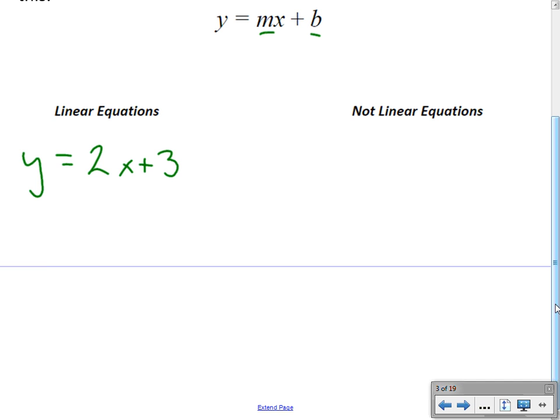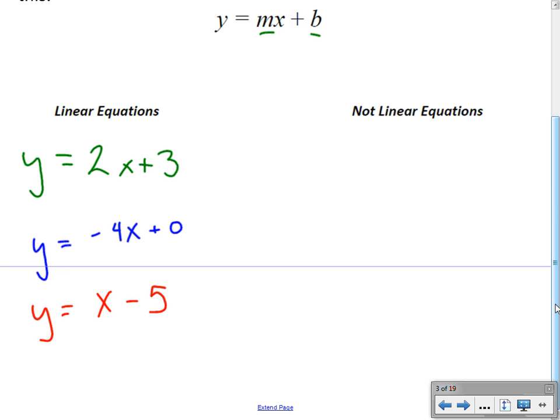Maybe it's just y equals negative 4x. If I don't have a value after this that's adding or subtracting, we really just think of it as being a plus 0 at the end, and therefore it still matches that format. Another example would be y equals x minus 5.